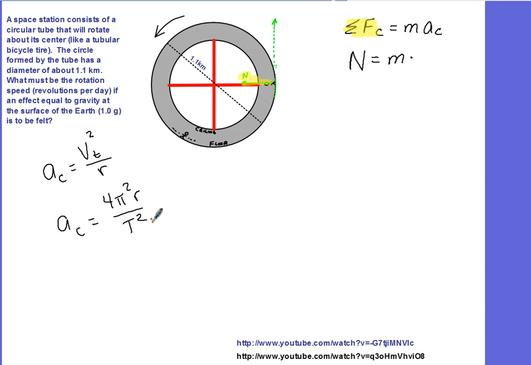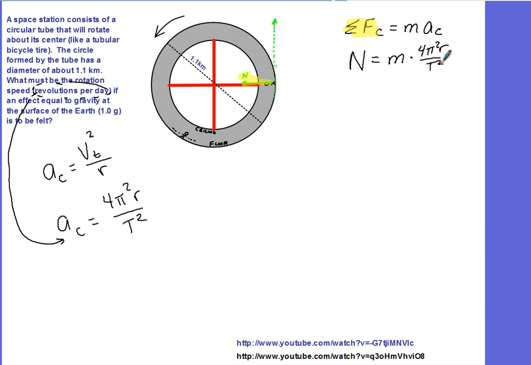Now, because we're looking for the rotational speed, you might think that I'm going to look for v. Well, because I'm looking for revolutions per day, that's most easily found by using this version of the equation. So let's go ahead and write a as 4 pi squared r over t squared. And then ultimately we'll try to find t, the period.